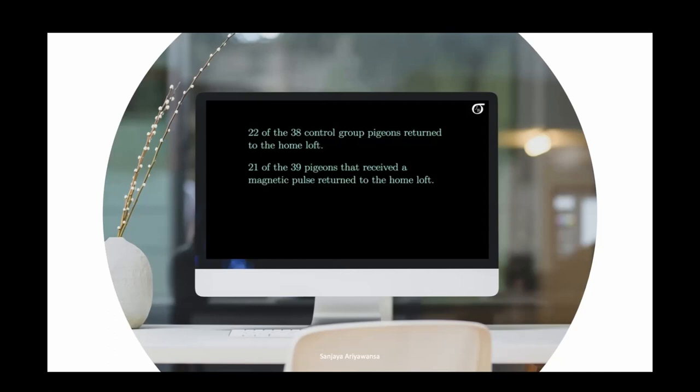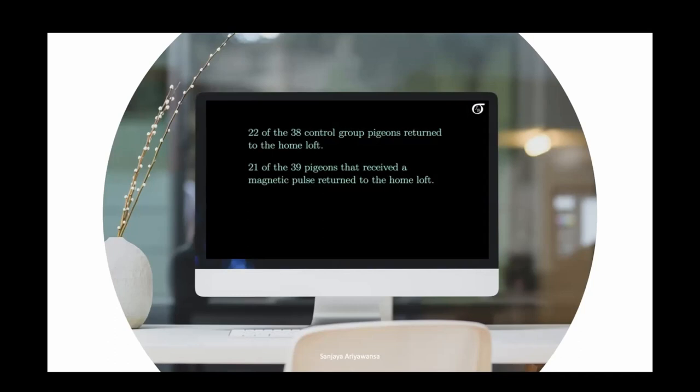This was an experiment, but in a sense we can view these groups as samples from theoretical populations of homing pigeons that could have been released. We may wish to investigate a possible difference in the population proportions of birds that are able to navigate home. Does this data give evidence of an effect of the magnetic pulse?